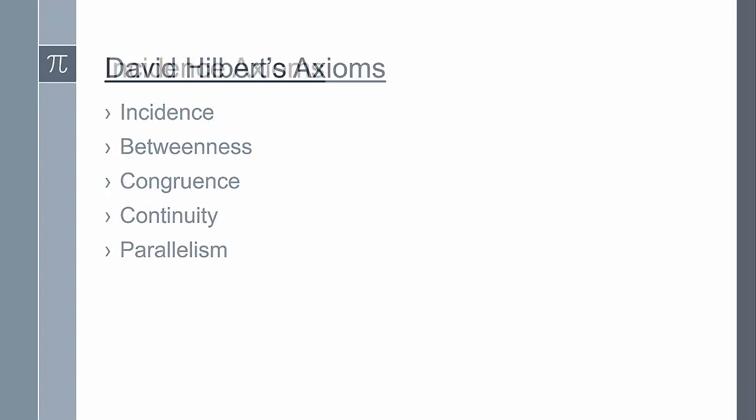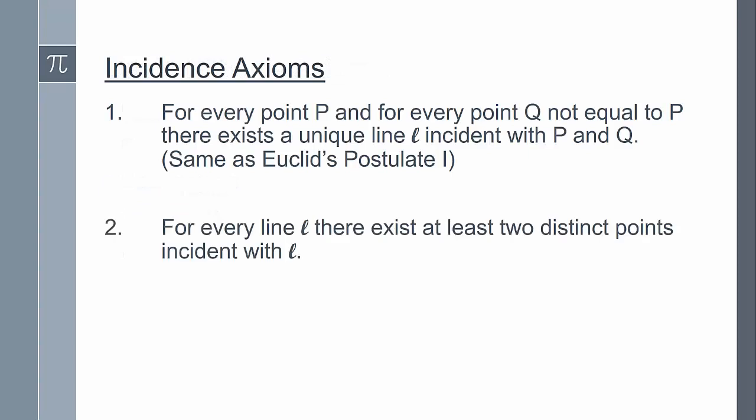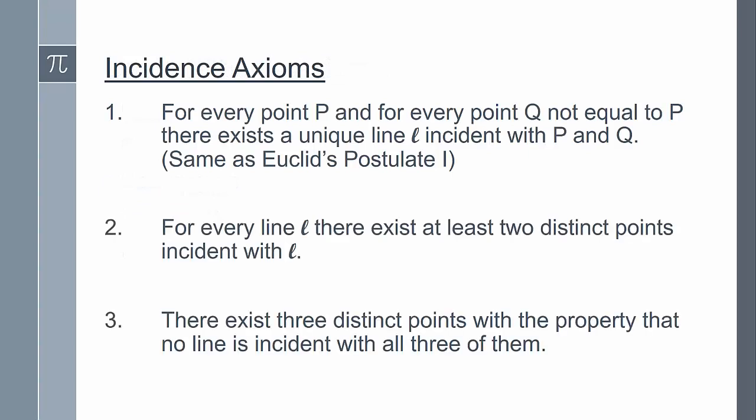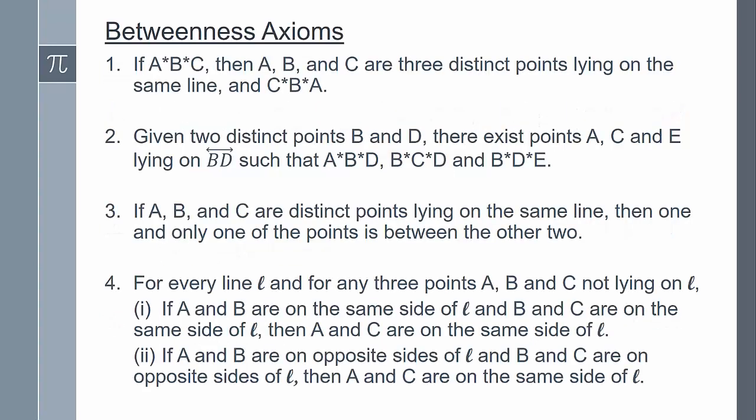So as a quick reminder, here are the incidence axioms. I'm just going to list them, not read them out. And then the betweenness axioms that we studied in the last lecture.